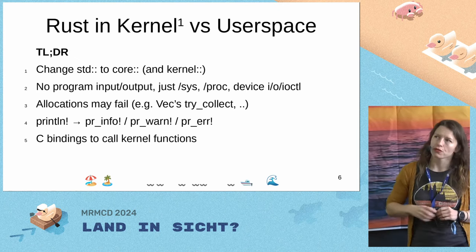But enough bashing on C. So what do you need to do if you want to write your first Rust kernel module today? I would recommend cloning the Rust for Linux repository because it has more examples. It has more sample modules. Sometimes you find more things implemented there. And even if they don't make it mainline, you get a better idea where things are going.